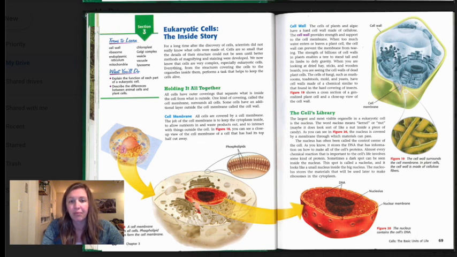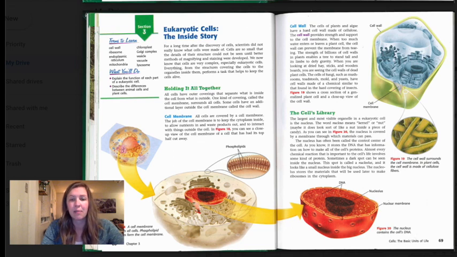Over to page 69. Cell wall. The cells of plants and algae have hard cell walls made of cellulose. The cell wall provides strength and support to the cell membrane. When too much water enters or leaves a plant cell, the cell wall can actually prevent the membranes from tearing. The strength of billions of cell walls in a plant enables a tree to stand tall and limbs to defy gravity.